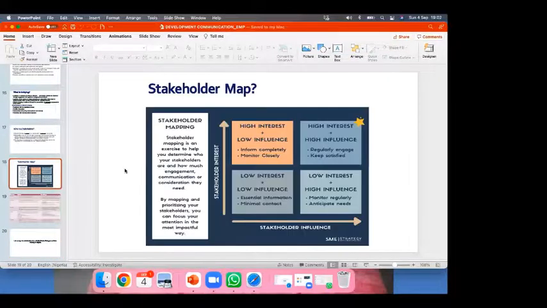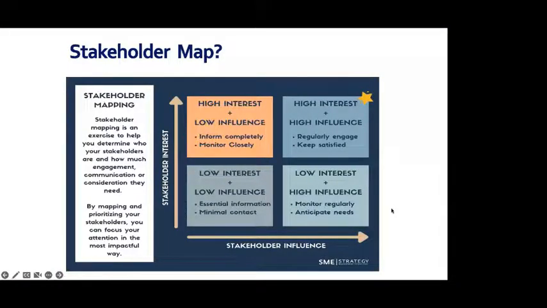So I'm going to go back to this matrix. Let's try and do this. So where will you put the state governors? Can you all see my screen? Yes, sir, we can see it, sir. Thank you. So the first stakeholder we have here is state governors. Where do you put them? That's top right, high interest, high influence. Okay, I think I agree with you. So we put governors there.